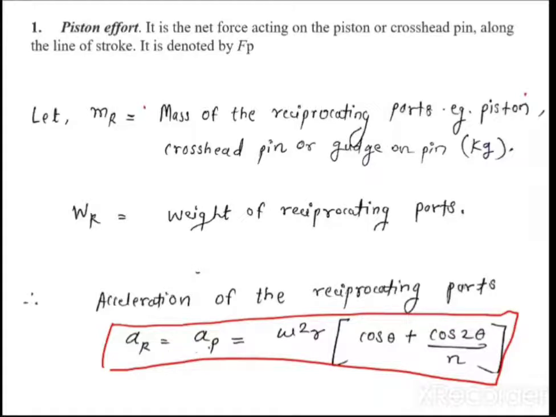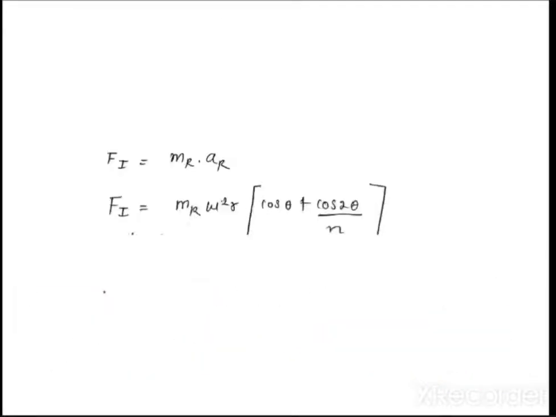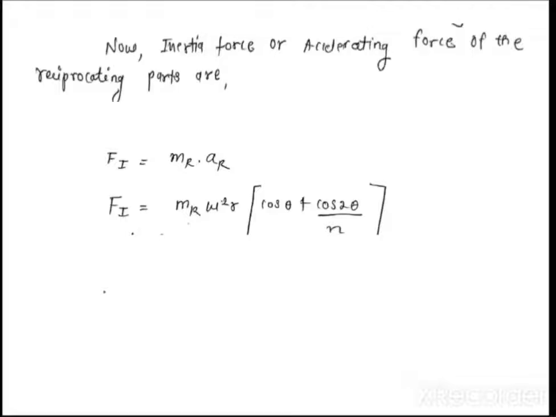So AR is equal to omega square R into cos theta plus cos 2 theta upon N. This is the basic formula which we have got from the dynamic analysis of the slider crank mechanism. Now, inertia force. You know what inertia force is: the force which is acting equal and opposite to the accelerating force.